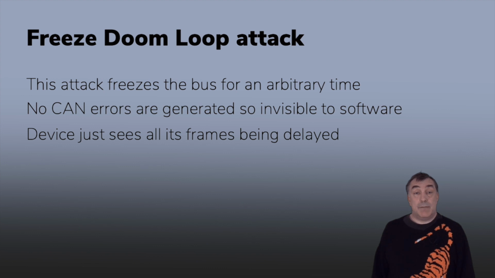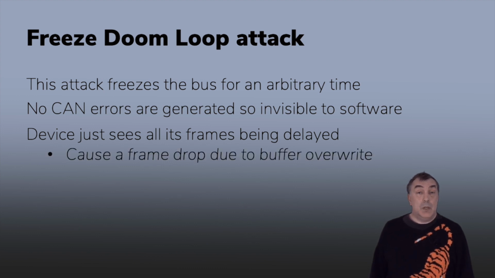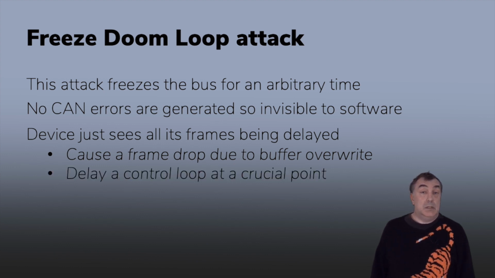This can have all kinds of effects. For example, depending on the CAN drivers, it can cause a frame to go missing when the next one is put into the buffer and overwrites it. Or a control loop is running fine, and then at a critical point, sensor readings don't turn up. Or a heartbeat frame doesn't turn up, and a crucial timeout's triggered.